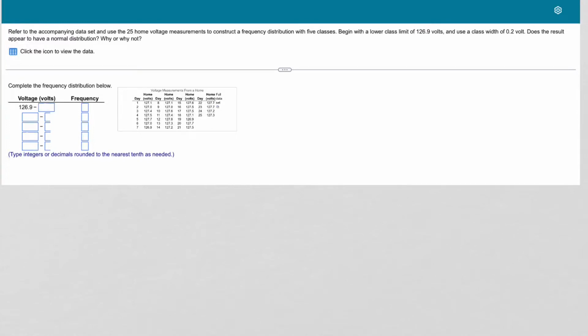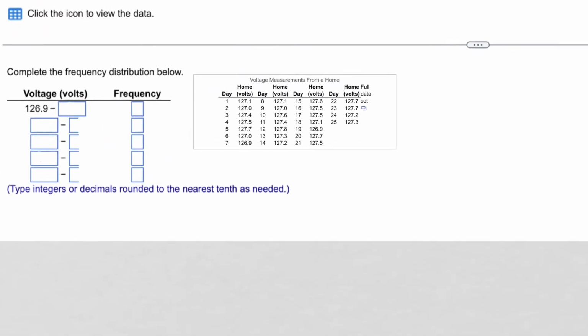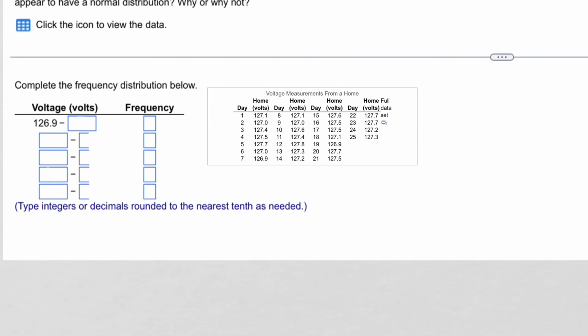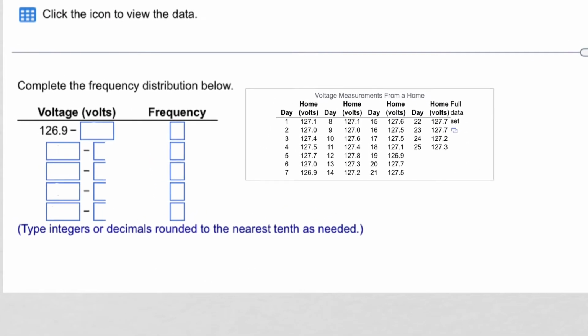In this problem, it asks us to construct a frequency distribution with 5 classes, and we start with a lower class limit of 126.9 volts, and the class width is 0.2 volts. So I'm going to zoom in on our little table here and the data set.